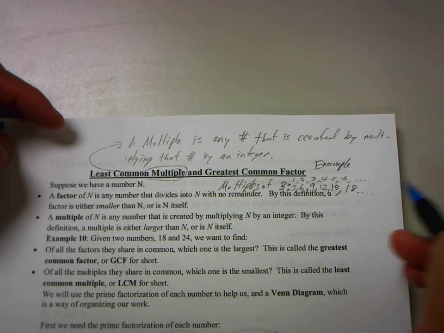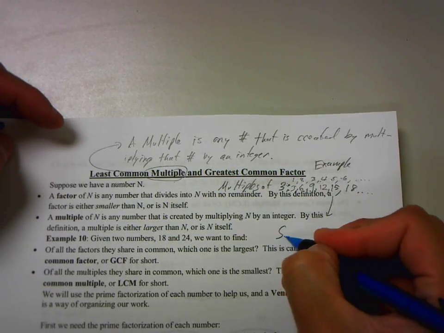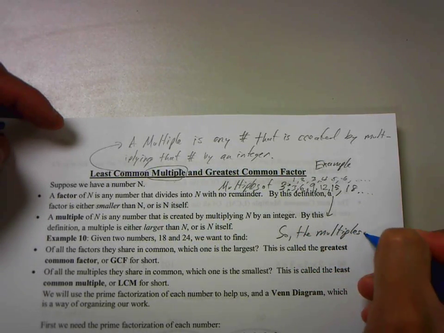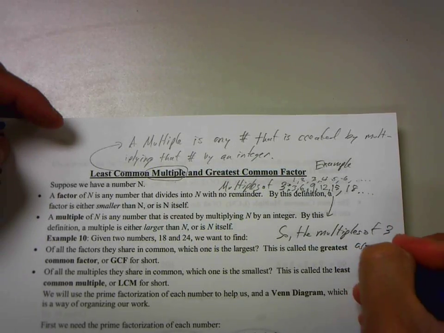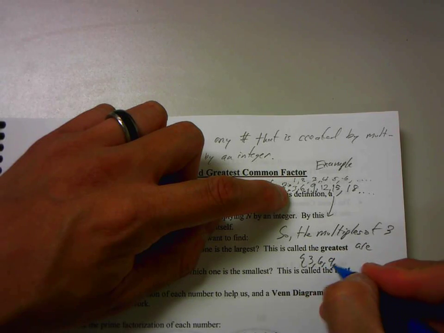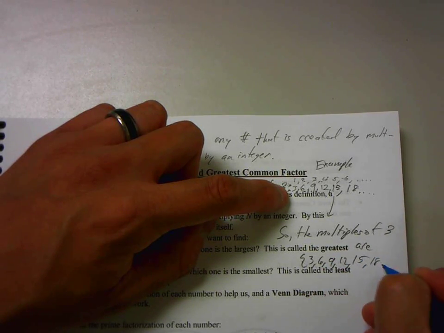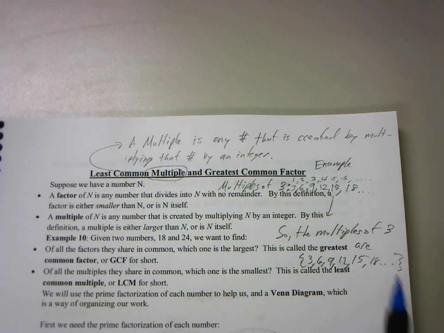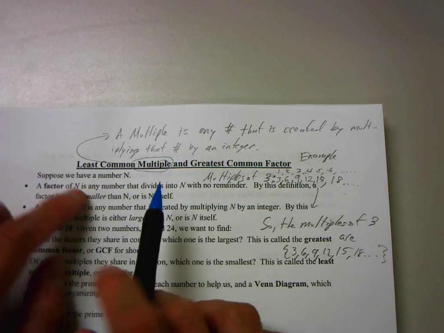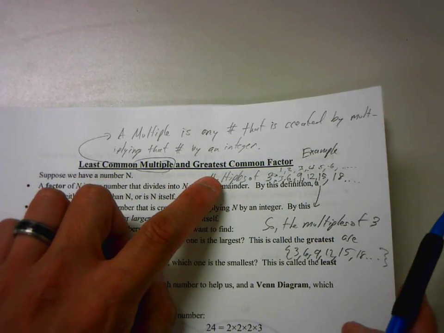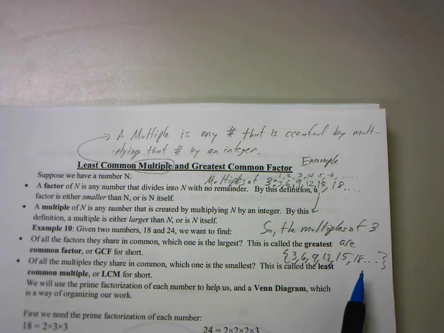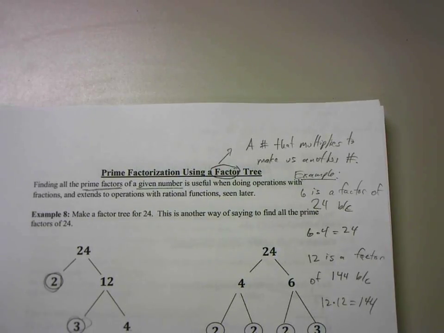Dot, dot, dot. So we say the multiples of 3 are, and we make a list: 3, 6, 9, 12, 15, 18, etc. So these are the multiples. Okay? So later on, we're going to talk about the least common multiple and the greatest common factor here. But we need to make sure that we understand the definition of a multiple and also how it's used compared to the definition of a factor over here.